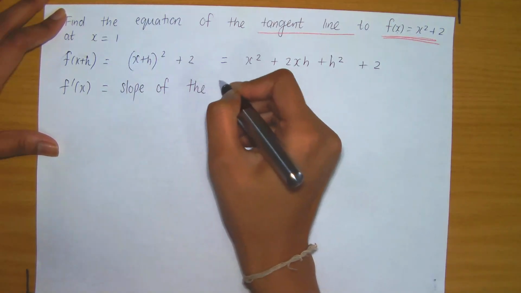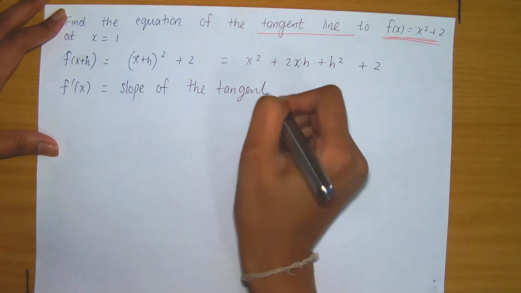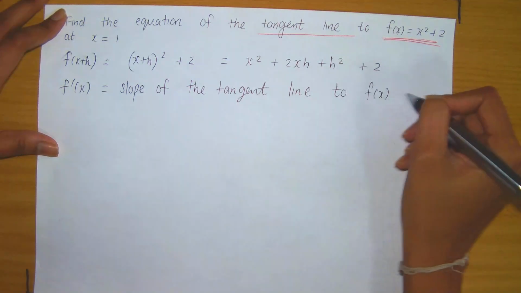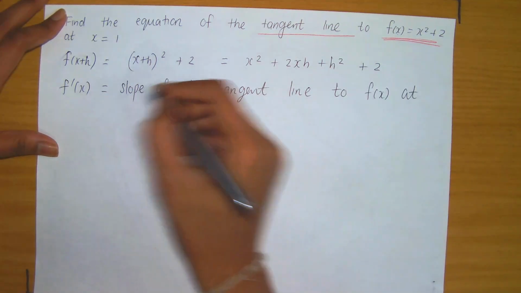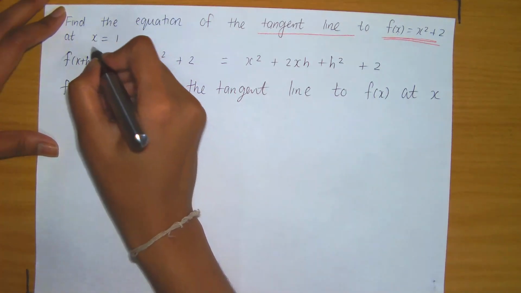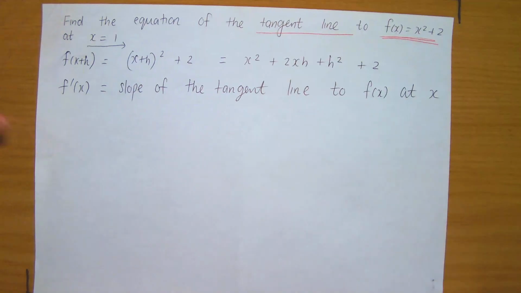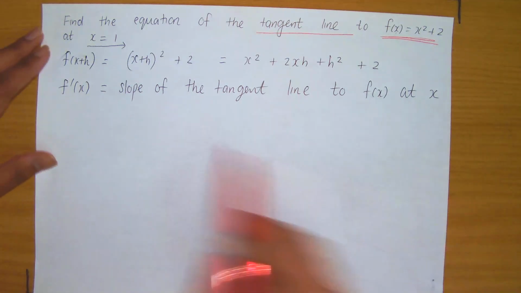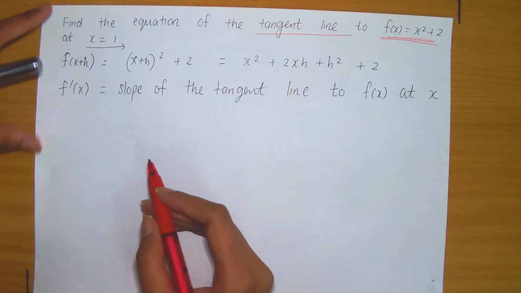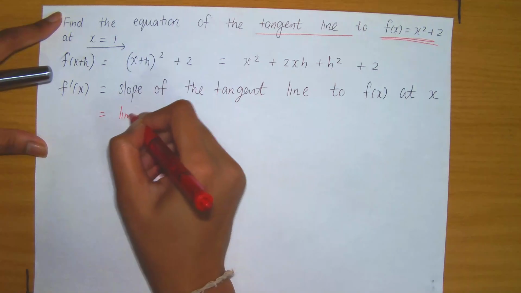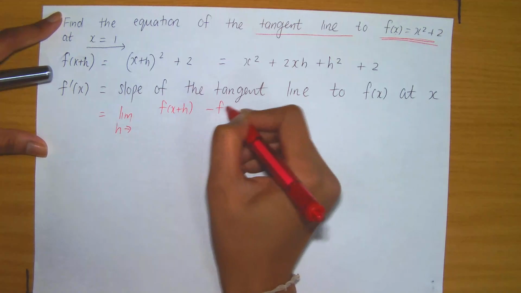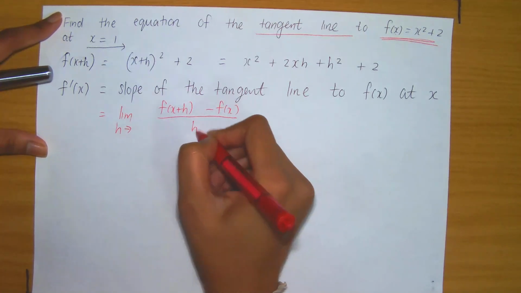line to our function f of x at some point x. Right? But in particular, we are going to be focusing at x equals 1. But let's come to that later. Right, so from our previous slide, we have our formula for f prime of x. F prime of x is equal to the limit as h approaches 0 of f of x plus h minus f of x divided by h.